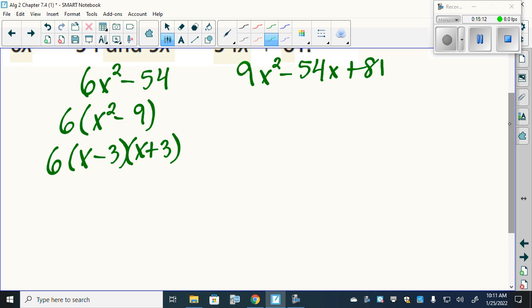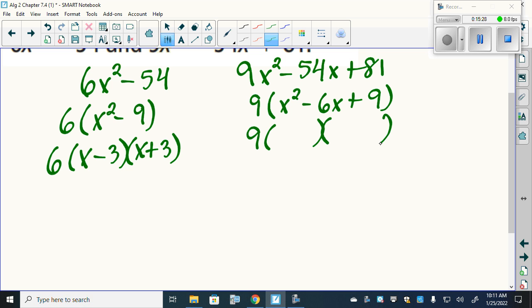Now for the other one, we will have a greatest common factor of 9, which will leave us with x squared minus 6x plus 9. Now because the 9 is positive, the signs are the same and match the sign of the middle term, which is negative. So negative and negative. Factors of x squared are x and x. And what factors of 9 would we want to use? 3 and 3.